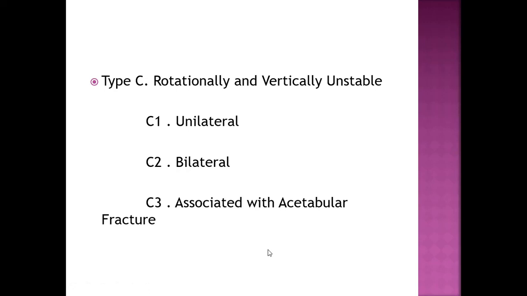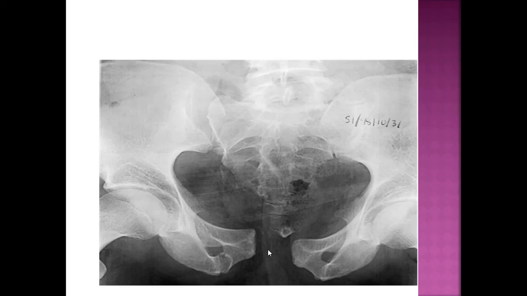Type C fracture is rotationally and vertically unstable. It may be unilateral, it may be bilateral. It is associated with acetabular fractures. This is a picture of unstable fracture. You see here there is open book from here, and it is vertical shear as well. So it is displaced high up. If you see the pubic rami position, and sacroiliac joint is open and it is going upward as well. So this is unstable fracture.